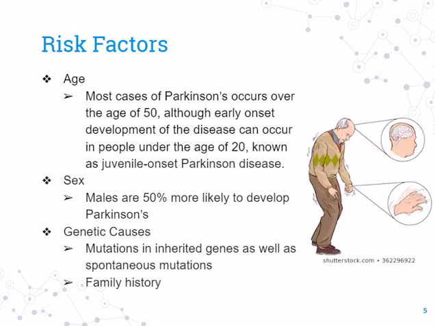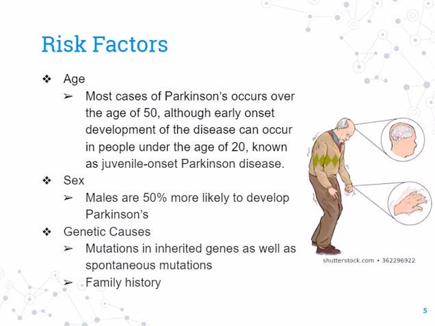For the risk factors of Parkinson's, the first one and the most popular is age. Most cases of Parkinson's occur over the age of 50. The average age for the onset of the disease is 60, although early onset can occur just as it did in my uncle, where people even under the age of 20 can get the disease, and that's known as juvenile onset Parkinson's disease.